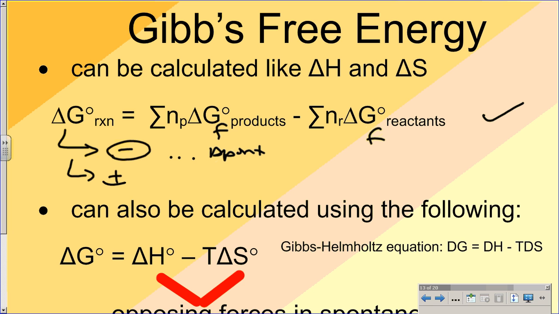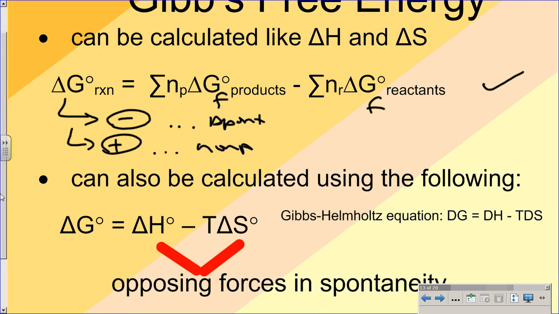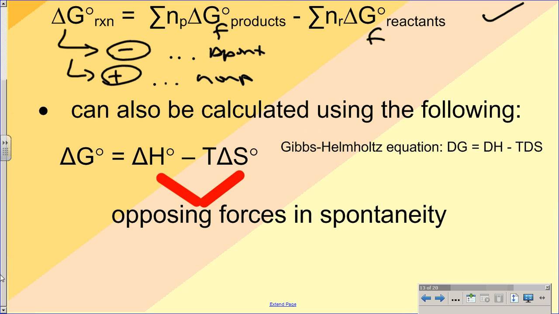If the delta G is positive, non-spontaneous, or not thermodynamically favorable. Okay? Okay, this is finally the last one, I promise. This is the one we talked about earlier.